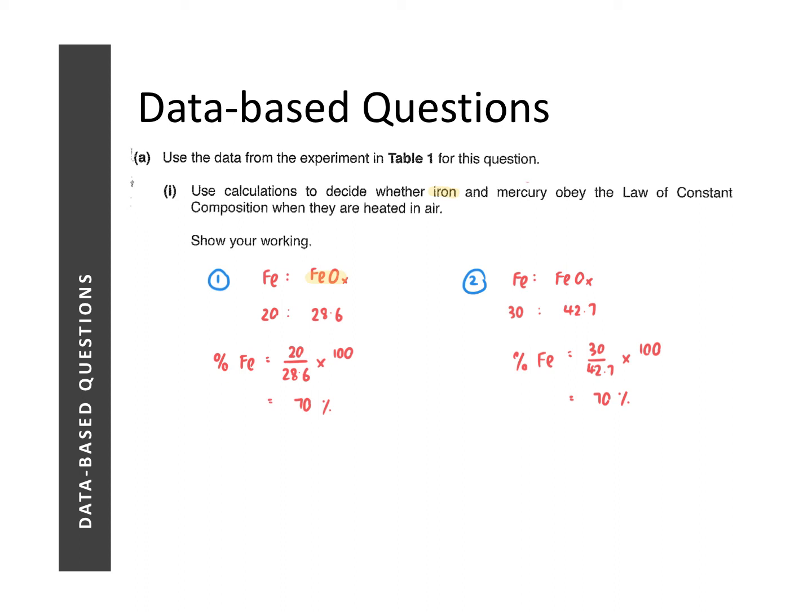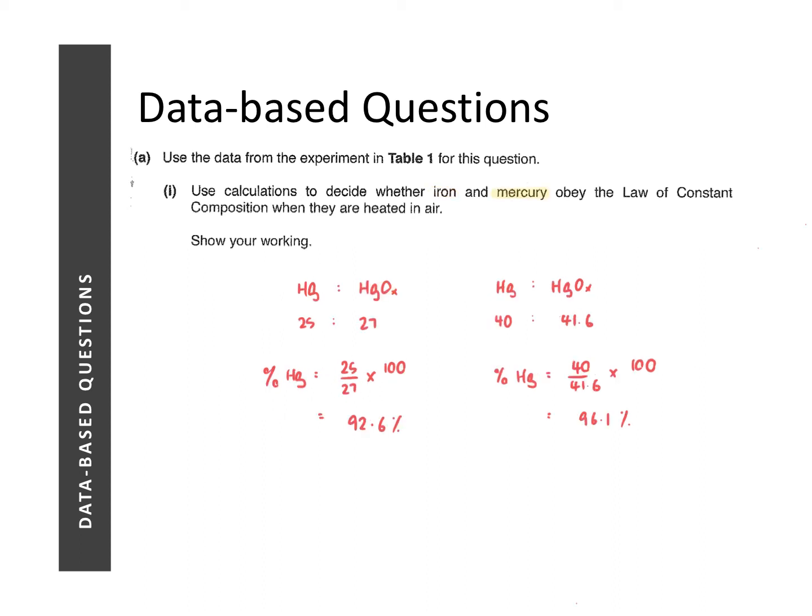So this shows that in different samples of iron oxide, we always have the same percentage by mass of iron, and therefore iron obeys the law of constant composition. Next, we'll look at mercury.